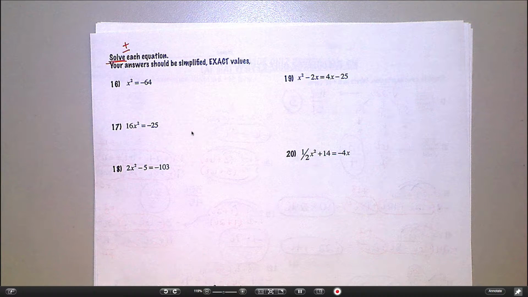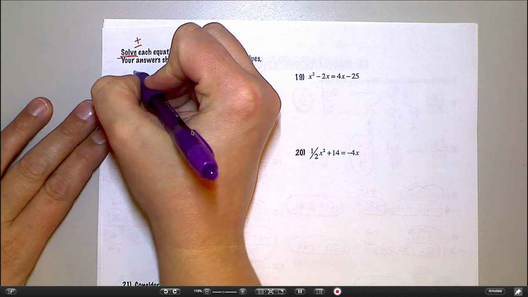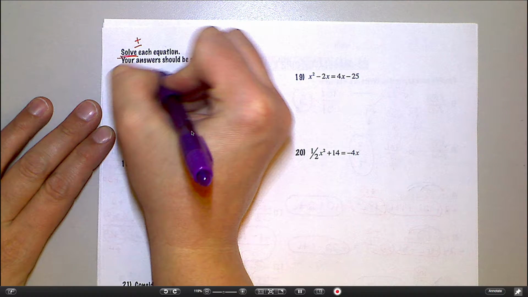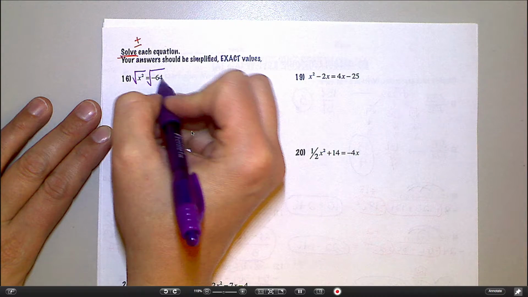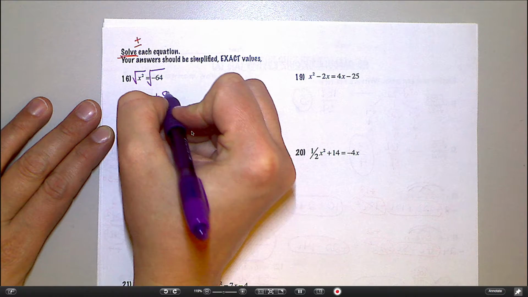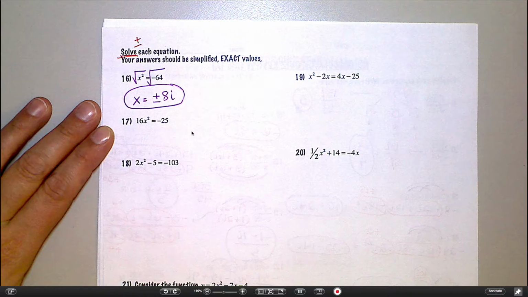Okay? So like for example, number 16 here, x squared equals negative 64. I'm just going to take a square root on each side, and I'm going to say x equals plus or minus, square root of 64 is 8, and then because it's negative, we make it an 8i. So x equals plus or minus 8i.